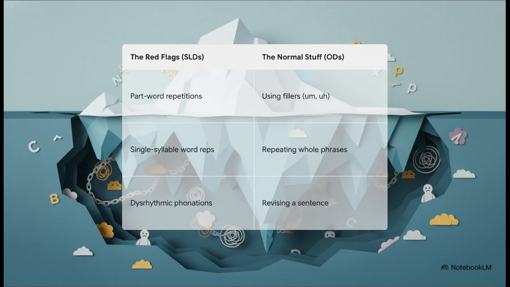In one bucket, you have other disfluencies, or ODs. This is the normal stuff, saying or repeating a whole phrase like "I want to go." No biggie. But in the other bucket, you have stuttering-like disfluencies, or SLDs, and these are the red flags. We're talking about repeating just part of a word, like "b-b-ball," or getting completely stuck, what they call blocks and prolongations. That's a whole different animal.